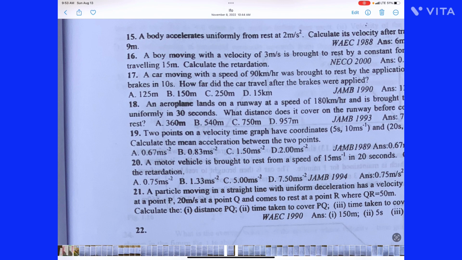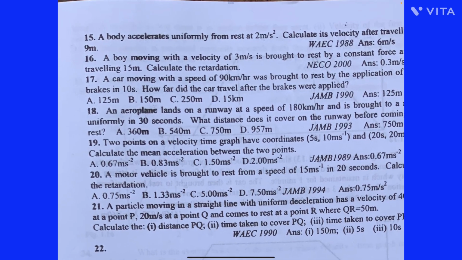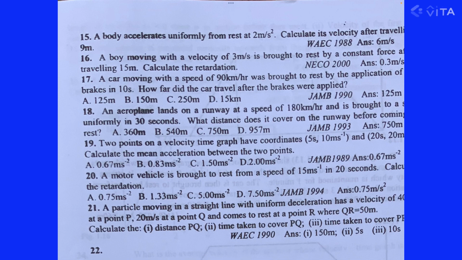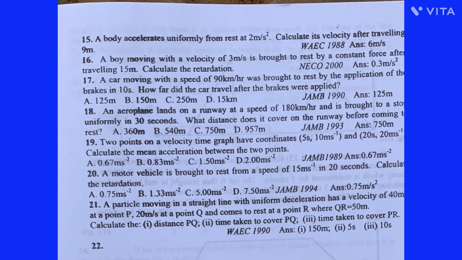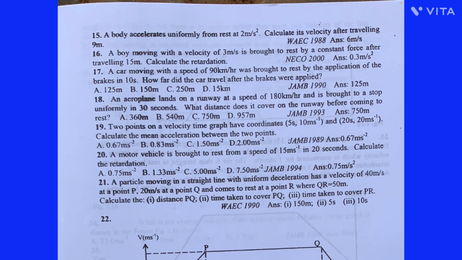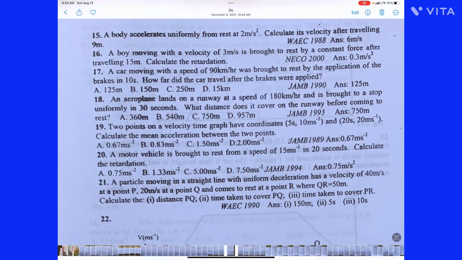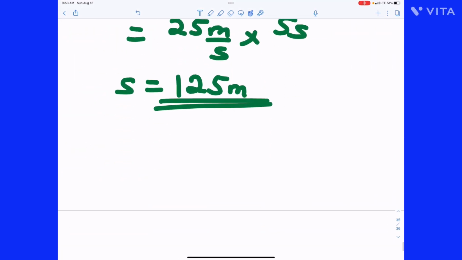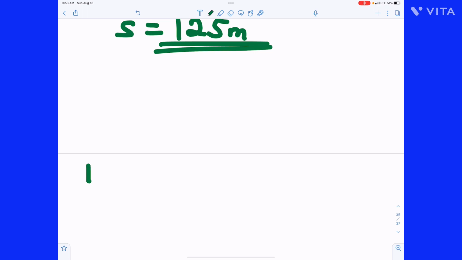Number 18 now. An aeroplane lands on a runway at a speed of 180 kilometers per hour and is brought to stop. Stop is also the same thing as rest, or final velocity is equal to 0. And is brought to a stop uniformly in 30 seconds. What distance does it cover? Same as number 17. That's the same as number 17. Number 18. We are looking for distance.